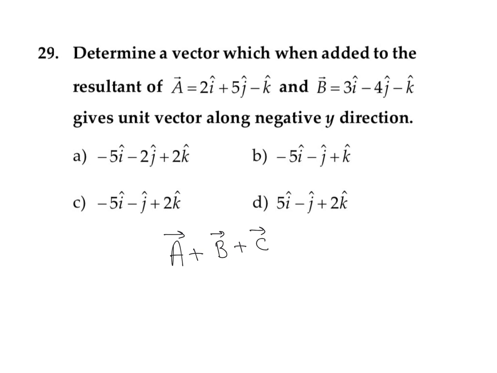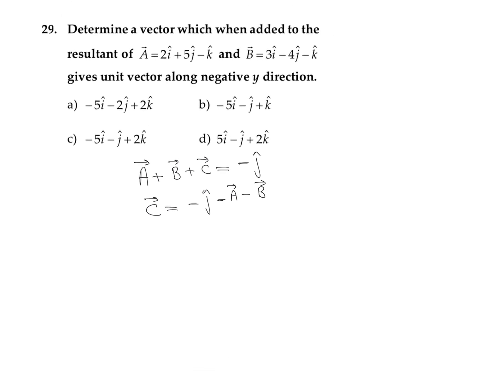So A vector plus B vector plus C vector should be equal to a unit vector along the negative y direction. We know that the unit vector along the negative y direction is nothing but minus j cap. So we have to find out the value of this C vector. So we can write C vector is minus j cap minus A vector and minus B vector. Now we can just put the values over here.